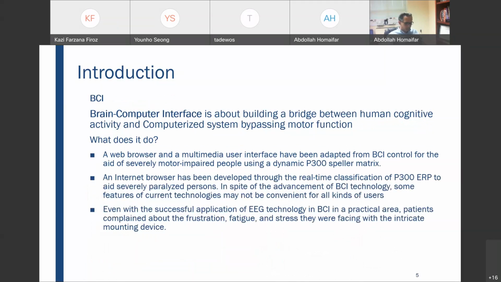So let's look at a little bit more about brain-computer interface. As we said, it's a bridge between human brain activity and a computerized system. So let's look at some of the examples where BCI has been used to help people who cannot use their motor function. A web browser and a multimedia user interface have been adapted from BCI control for the aid of severely motor impaired people using dynamic P300 scalar matrix. We have already seen how the P300 scalar matrix works. An internet browser has been developed through the real-time classification of P300 ERP to aid severely paralyzed persons.